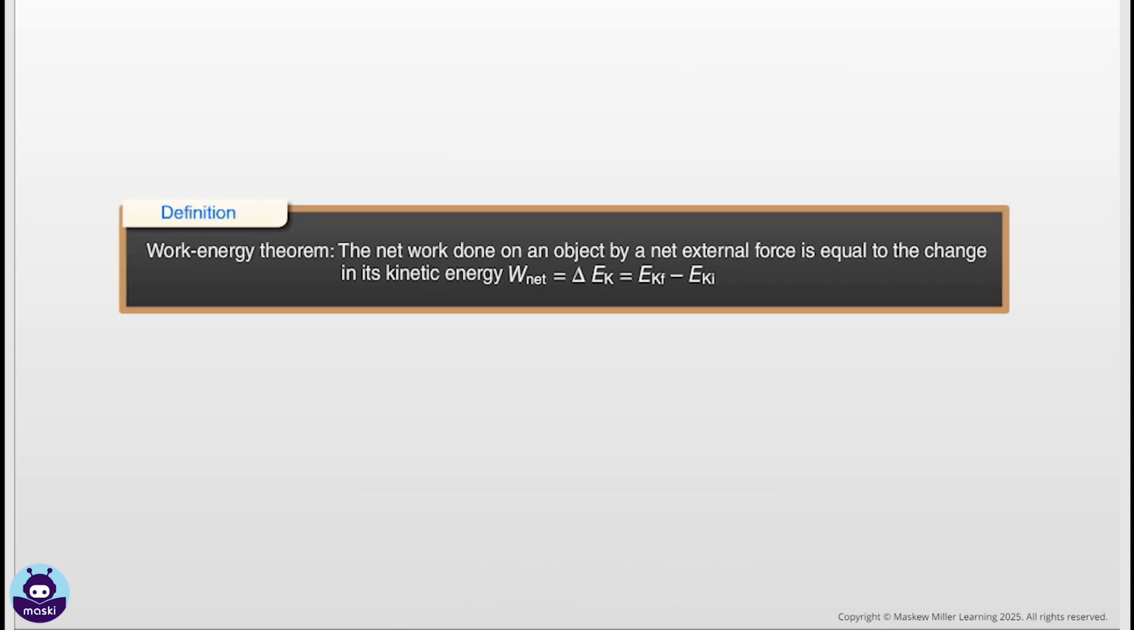This leads us to the work-energy theorem, which states that the net work done on an object by a net external force is equal to the change in its kinetic energy. W net equals delta Ek equals Ek final minus Ek initial. Let us now apply this theorem to the example of the rocket launch.